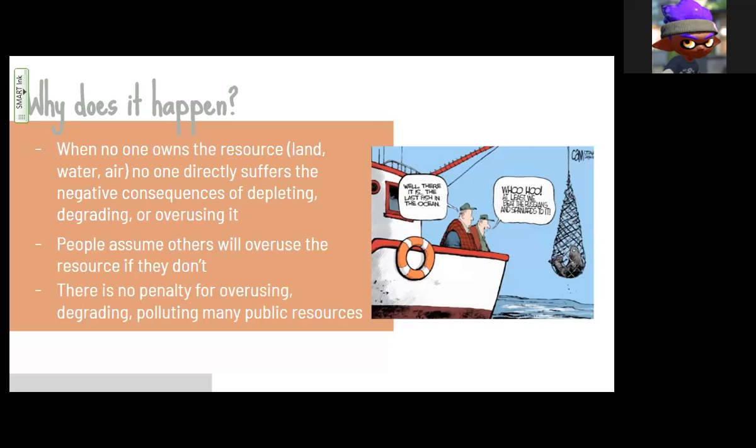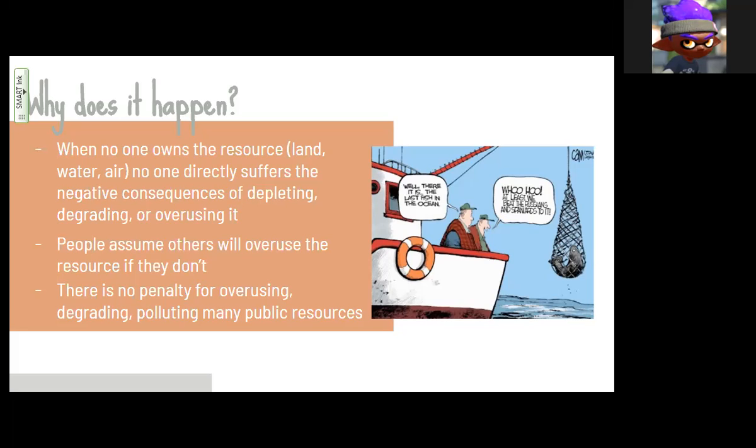And the little cartoon here says, well, there it is, the last fish in the ocean. And the other guy says, woohoo, at least we beat the Russians and Spaniards to it. I mean, obviously kind of silly, but there's a lot of corporate truth to that. Since this is a resource that there's only a little bit out there, I'm going to beat everybody to it. I'm going to make the most money off of it.